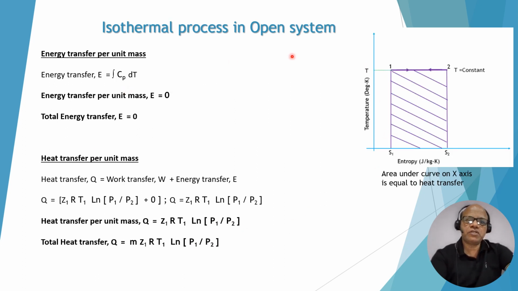Again, energy transfer for the open system will be Cp dT. There is no change of temperature, so E is 0 for per unit mass, and the total mass is also 0. As per the first law of thermodynamics, Q is equal to W plus E. Here E is 0, so Q is equal to Z1RT1 natural log P1 by P2. This is for heat transfer per unit mass, and for total heat transfer just multiply with mass. On the TS diagram, the area under the curve on the x-axis is equal to heat transfer.